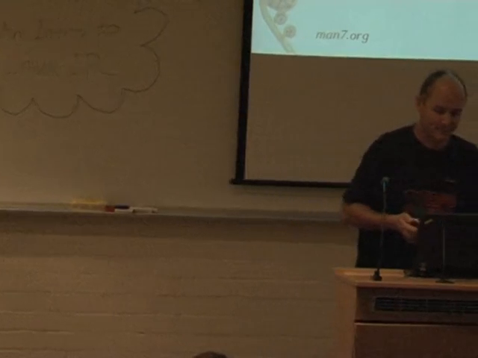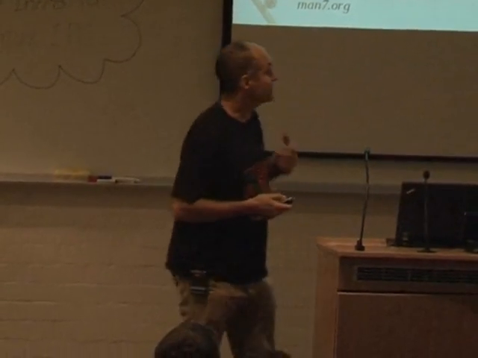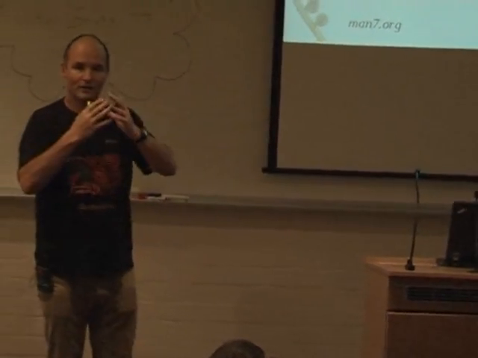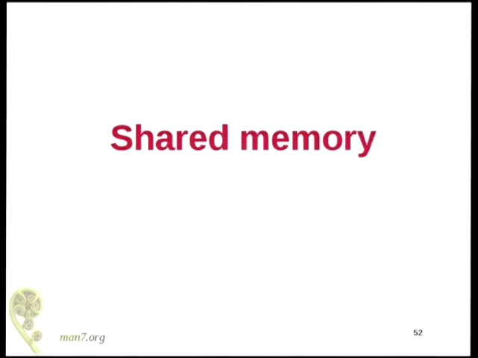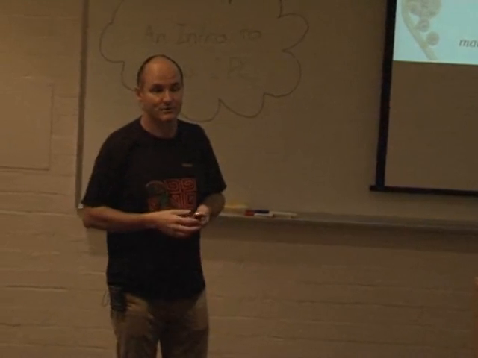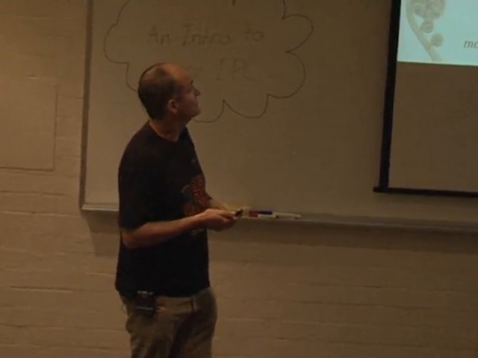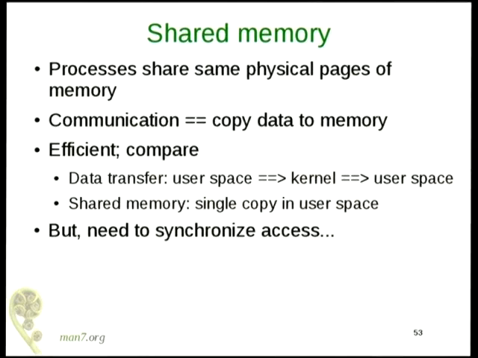Okay, shared memory. The general idea of shared memory is a bunch of processes sharing the same physical pages of memory. When one process updates the contents of that memory, it's immediately visible to any other process on the system. So communication is just copying into memory. It's efficient because if you compare it with data transfer, you're copying some data from user space into the kernel, and then copying it back out during the read operation. Copying data in and out of the kernel is a relatively expensive operation.